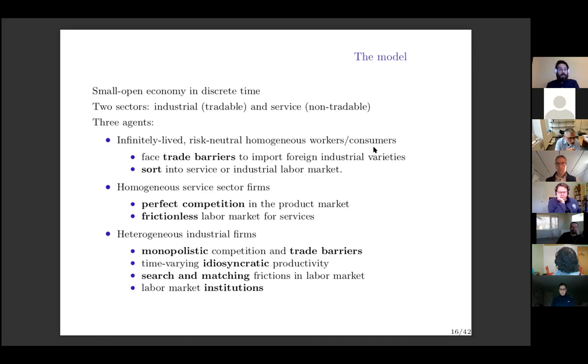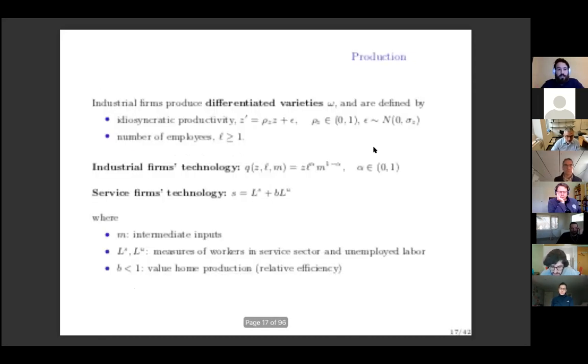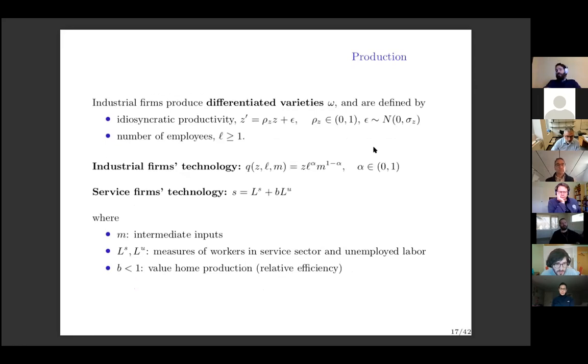There are, at the same time, firms in the industrial sector, they are heterogeneous. They operate in monopolistic competition. They face idiosyncratic productivity, which is time varying. They also face search and matching frictions in the labor market, and they are subject to labor market institutions that I just discussed. Now, industrial firms, they produce differentiated varieties, and they are characterized by two elements, the level of productivity, which is parameterized as an AR1 process and the number of employees.